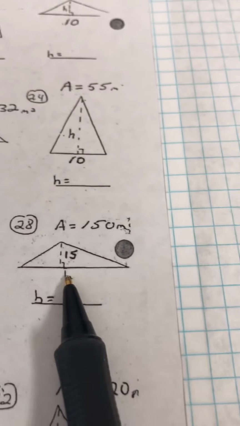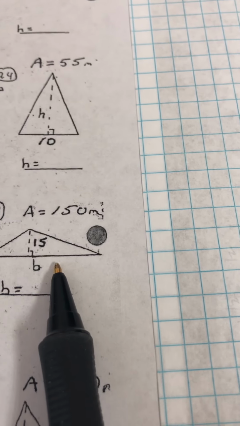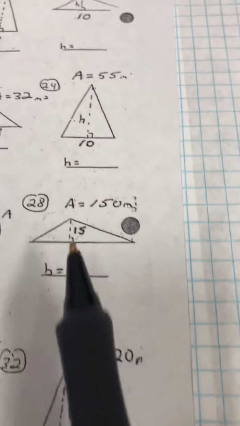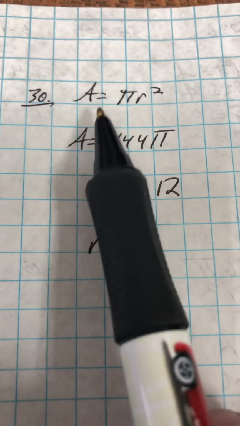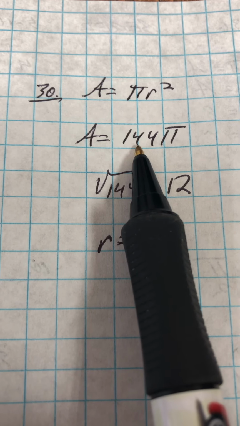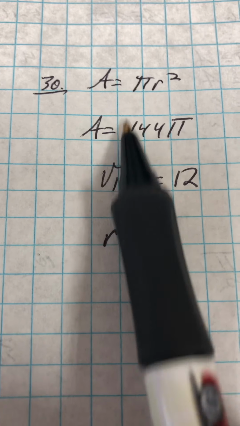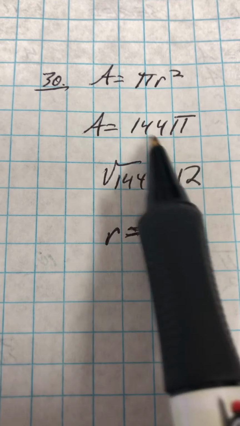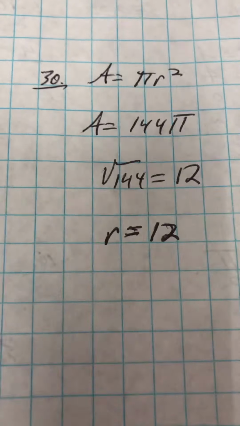28 is just like the rectangle or the triangular ones that you did in number 18, 20, 21, and 24. So I don't want to repeat that. You could tackle that one. 30, I'm going to go ahead and do. If I'm given 144 pi as the area, that would be r squared. I want to know what r is by itself, so I take the square root, which is 12, so the radius is 12.